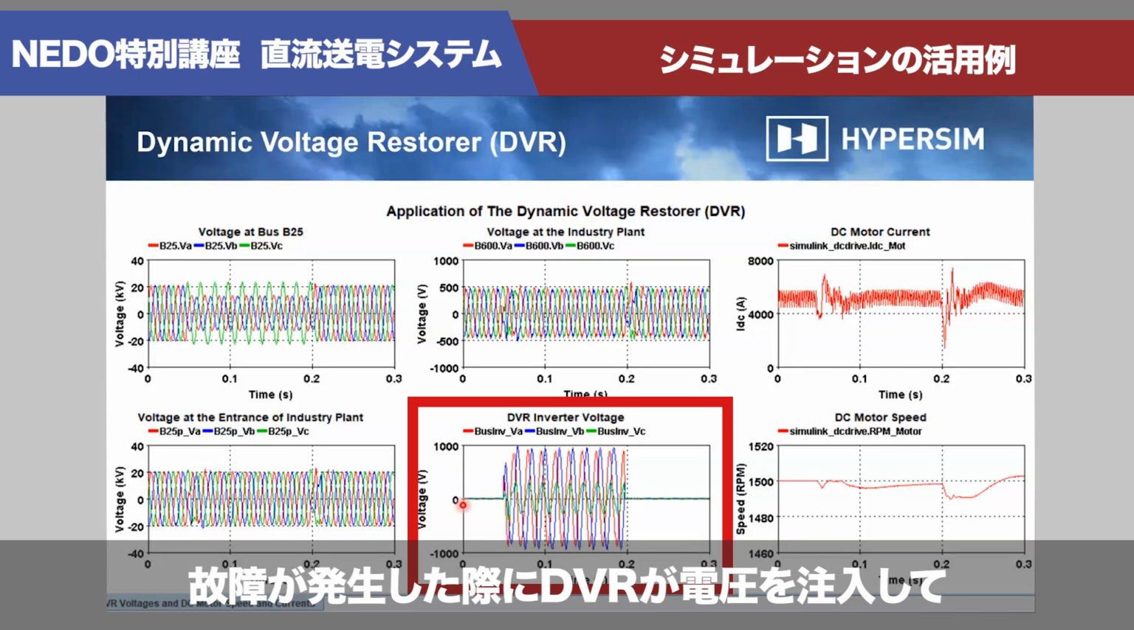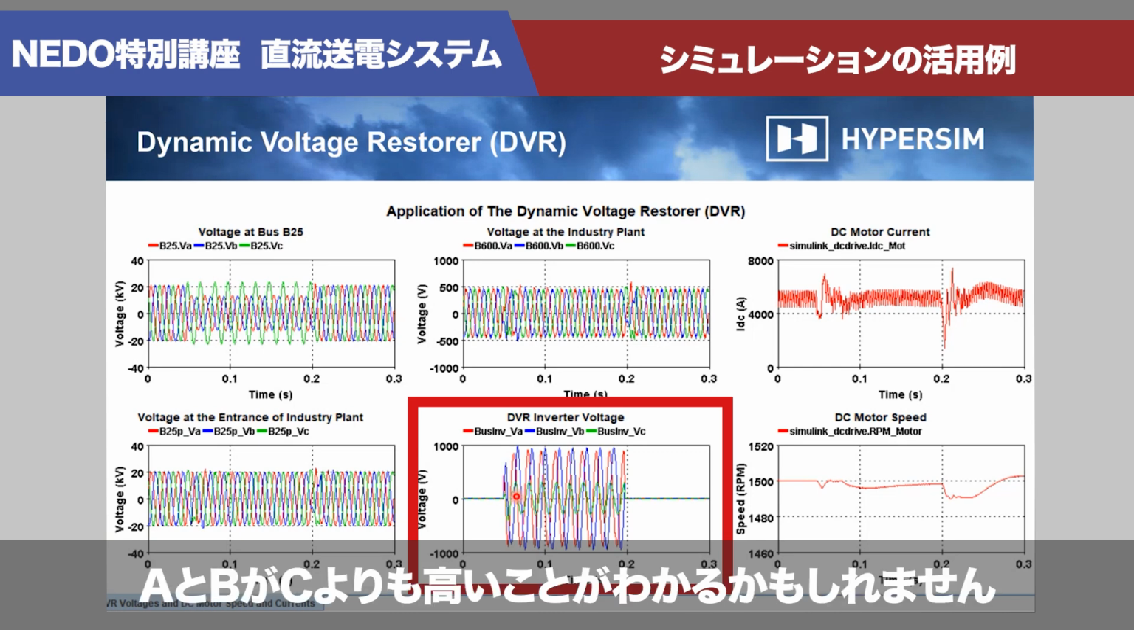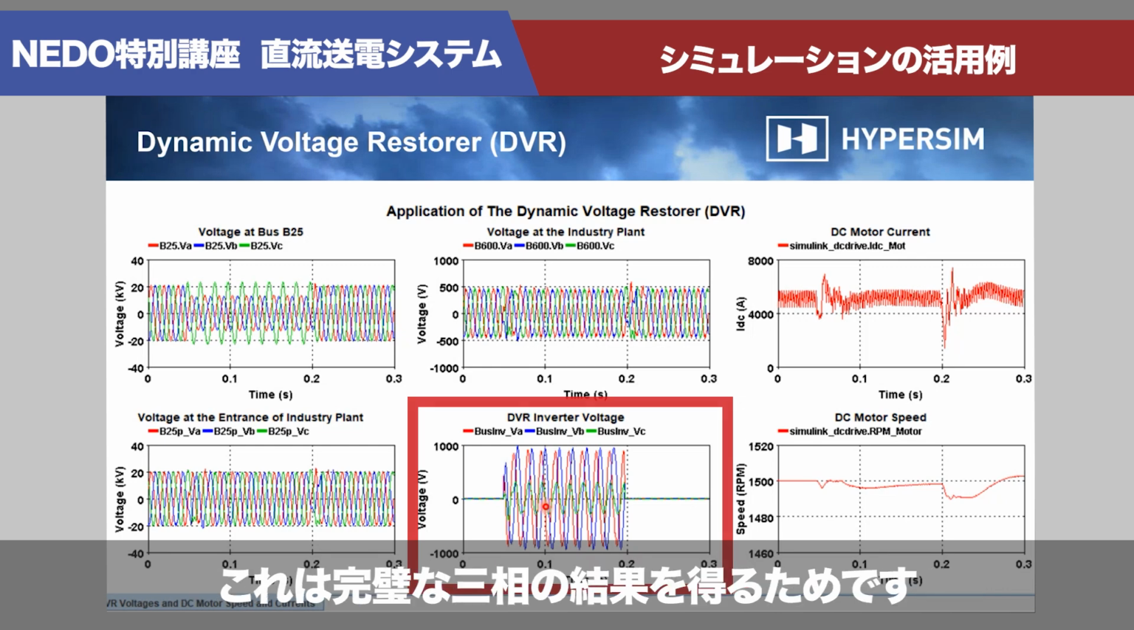You see that the DVR was off, the fault occurred, the DVR injected the current to compensate for the two-phase fault. You can even notice, some of you who have good eyes, that phase A and B are higher compared to the phase C in order to have a perfect three-phase result.